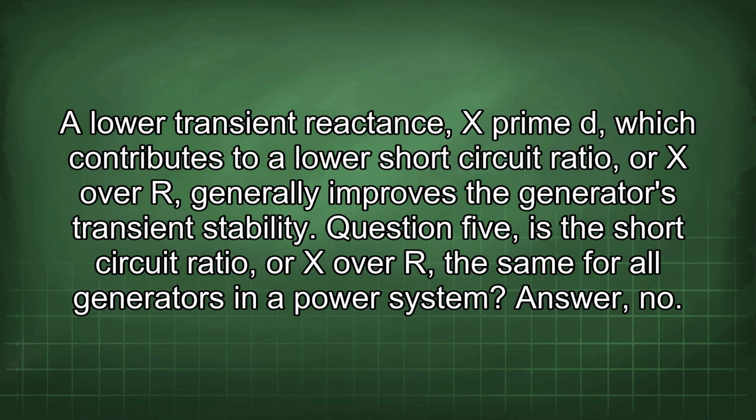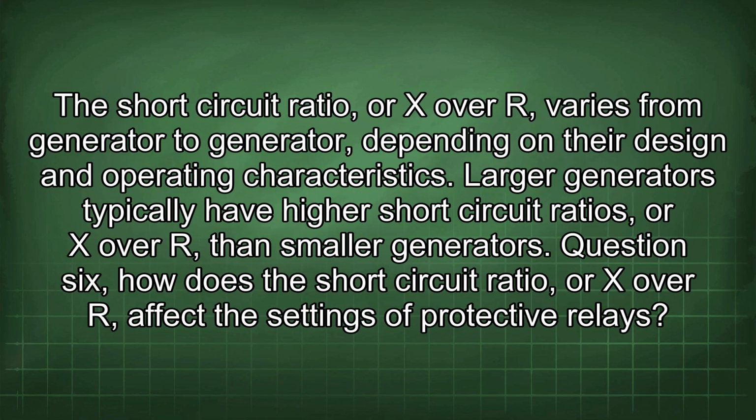Question 5. Is the short circuit ratio, or X over R, the same for all generators in a power system? Answer: no. The short circuit ratio, or X over R, varies from generator to generator depending on their design and operating characteristics. Larger generators typically have higher short circuit ratios, or X over R, than smaller generators.